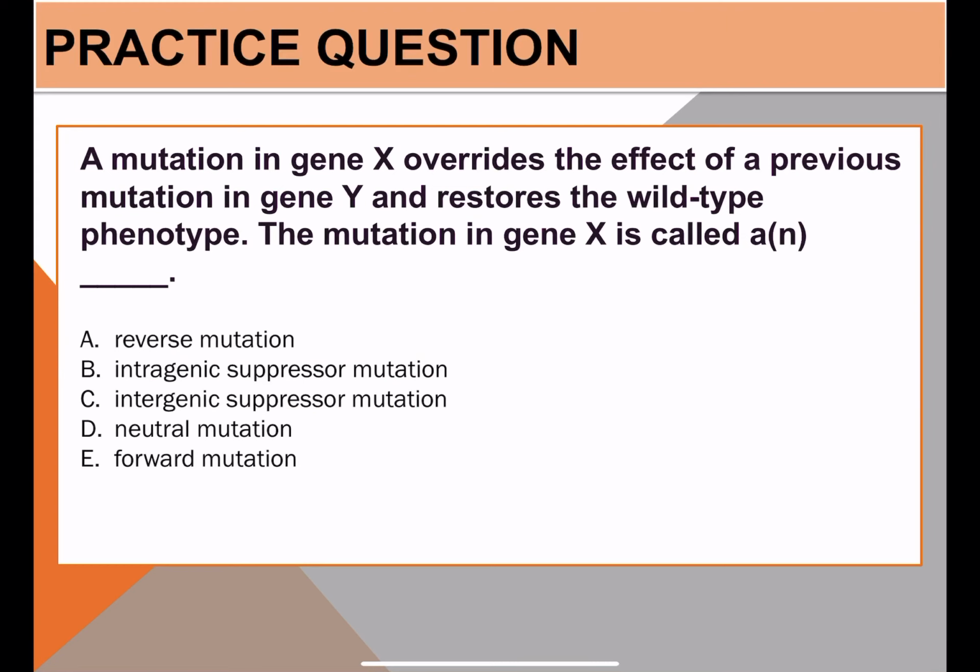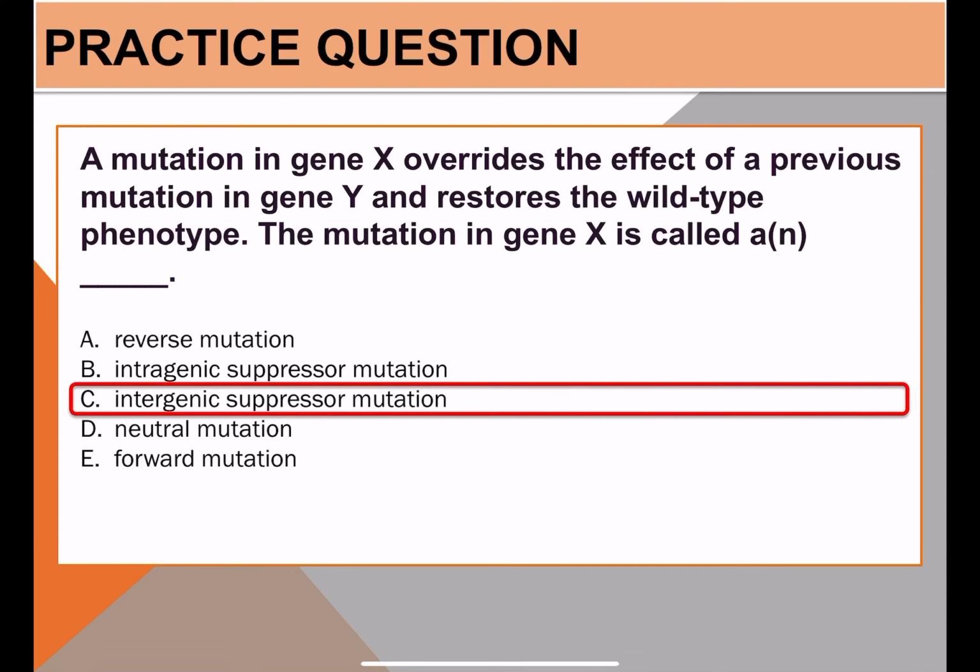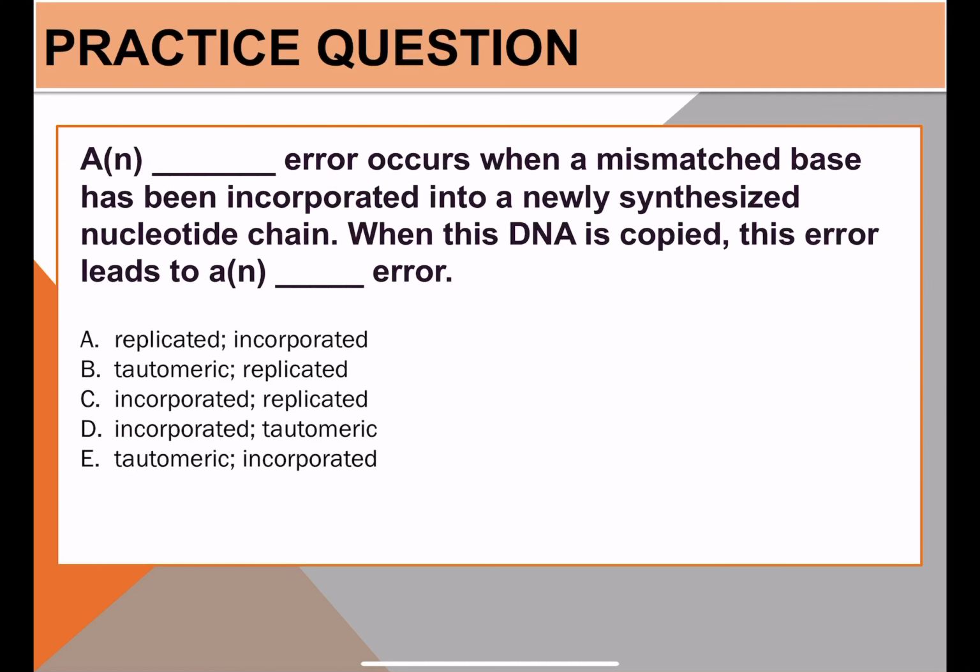A mutation in gene X overrides the effect of a previous mutation in gene Y and restores the wild type phenotype. The mutation in gene X is called an intergenic suppressor mutation because you have two genes involved and one restores the wild type. Okay, if this was gene X instead, then it would be intragenic, but because these are two different genes, that's why it's an intergenic suppressor mutation.